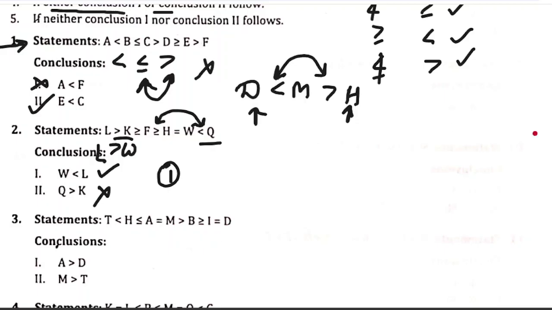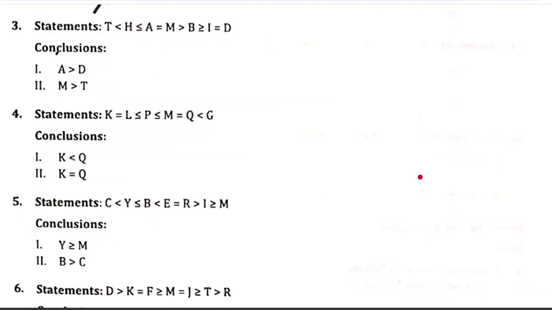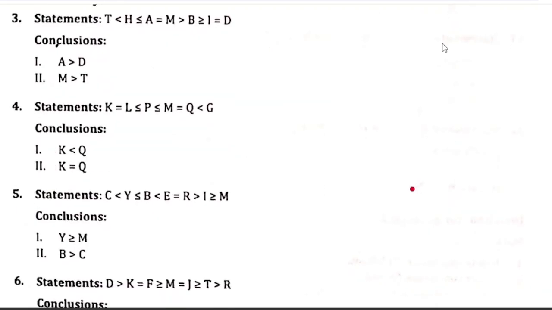Okay. You guys have to try till number six. Try till number six, then I'll explain the part two of inequality. There are three parts to this. This is the first part. Try the 3, 4, 5, 6.